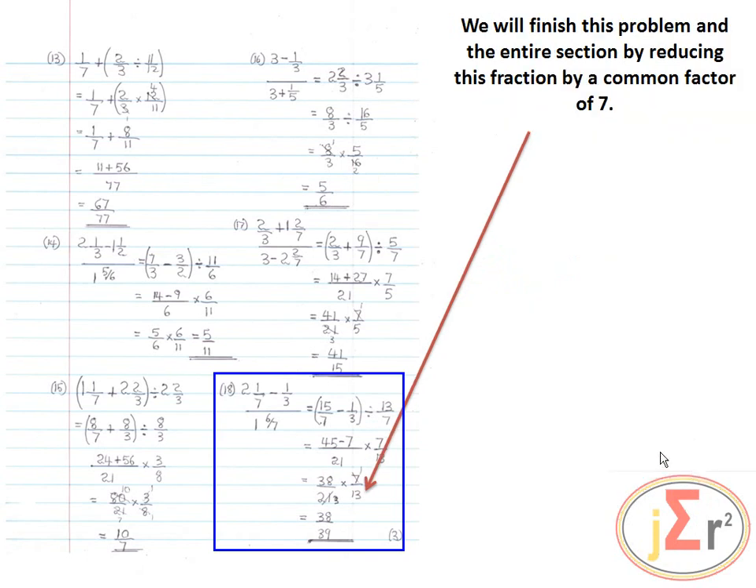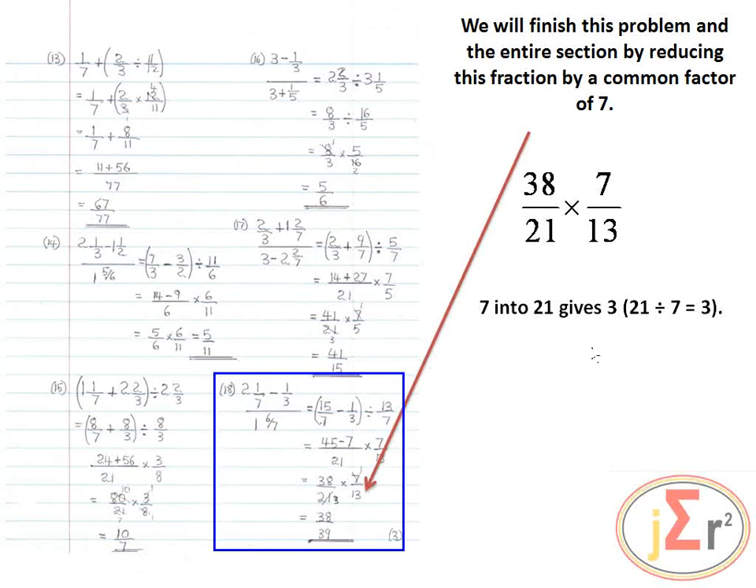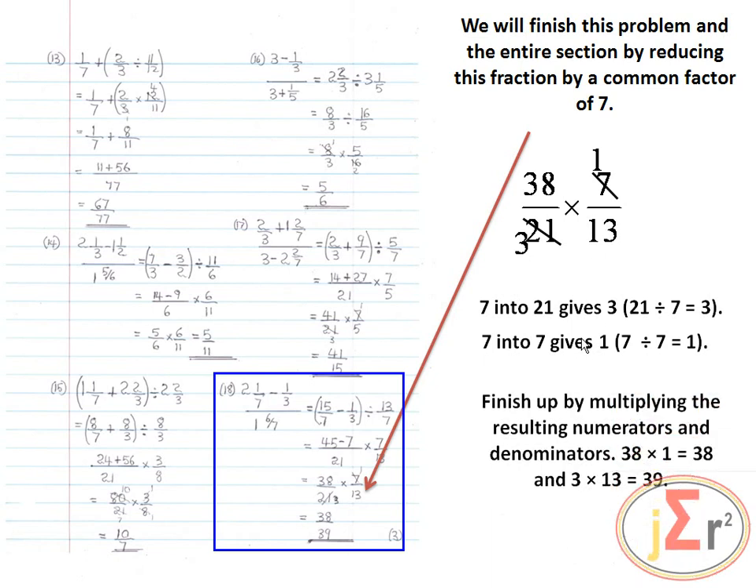We will finish this problem and the entire section by reducing this fraction by a common factor of 7. But we need to say 45 minus 7 is equal to 38. So 38 over 21 multiplied by 7 over 13. 7 into 21 gives 3. 7 into 7 is 1. So we complete this by saying 38 multiplied by 1 is 38, and 3 times 13 is 39.